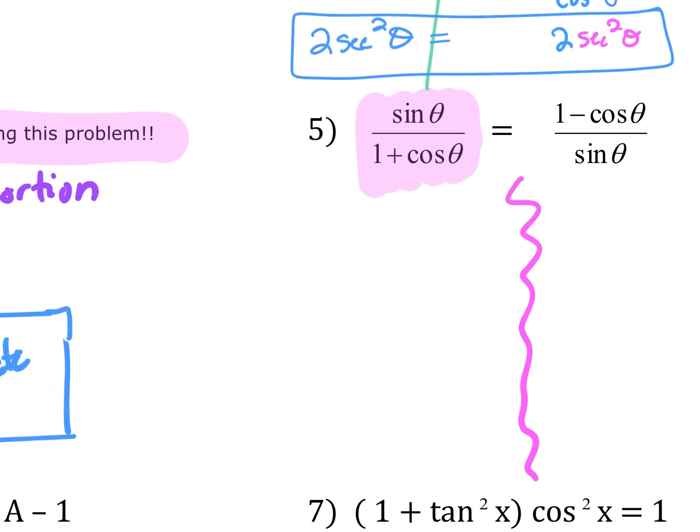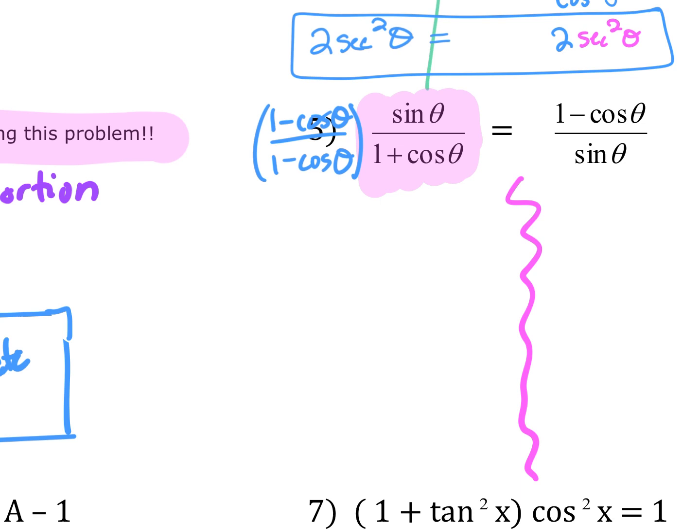So remember what the conjugate is. We keep the sign the same for the first term, we switch the sign for the second term. So that means we are going to multiply top and bottom here by 1 minus cosine theta on top and bottom. Okay?